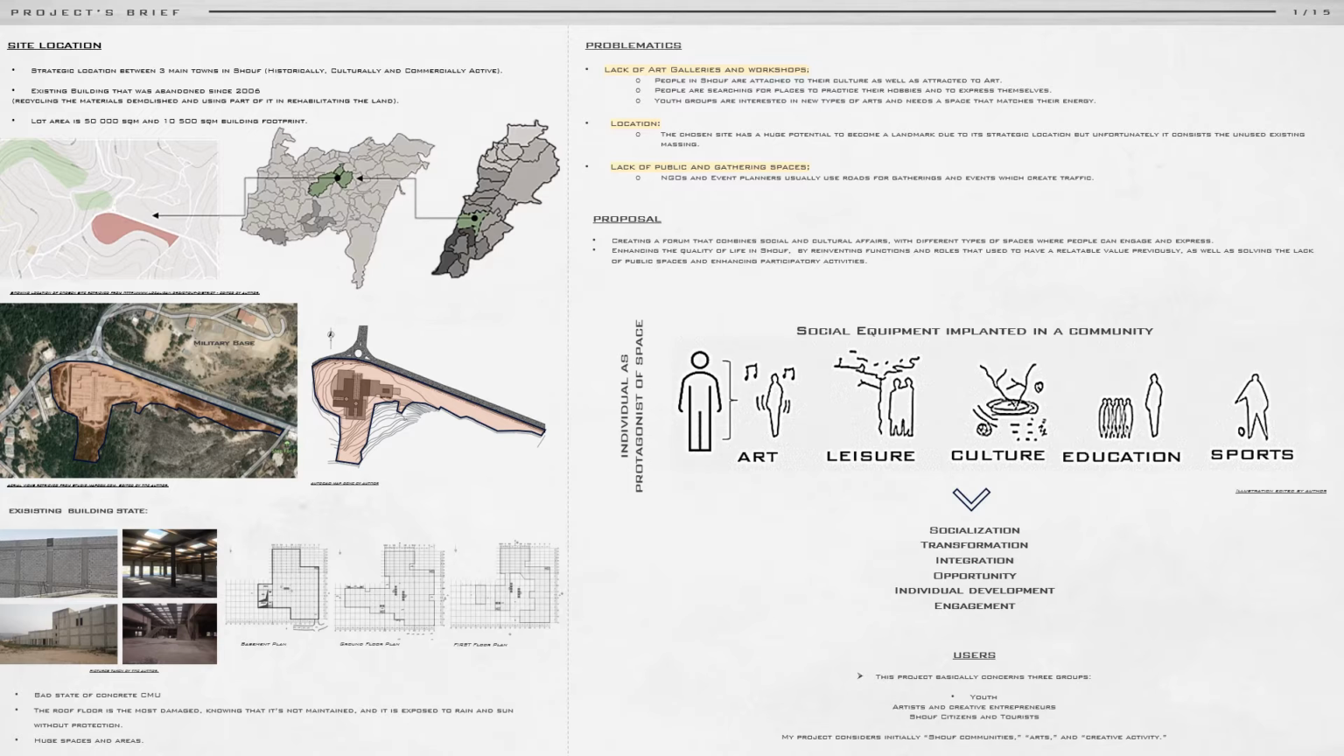The site also includes an existing massing that is a concrete abandoned building, which leads us to the first problematic. That is, despite the strategic location and the potential of having a well-studied project, we have an unused construction.